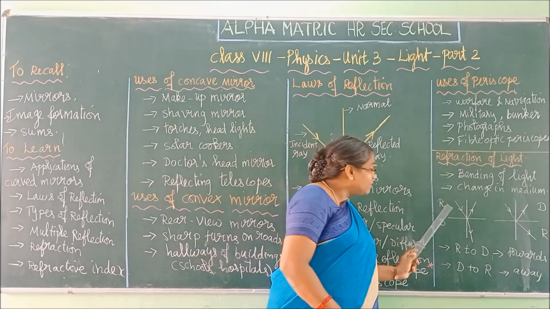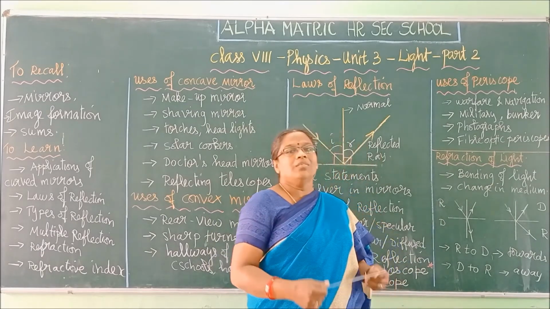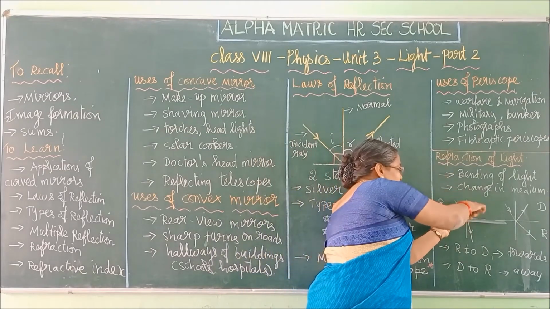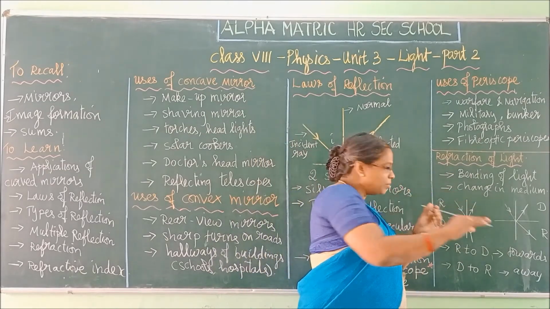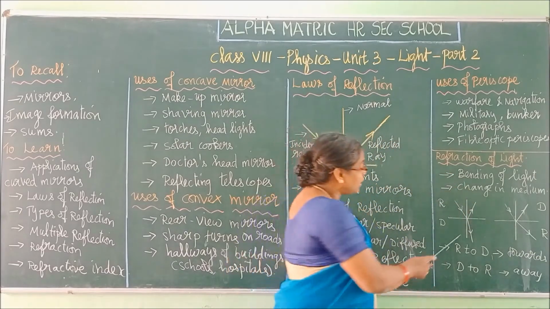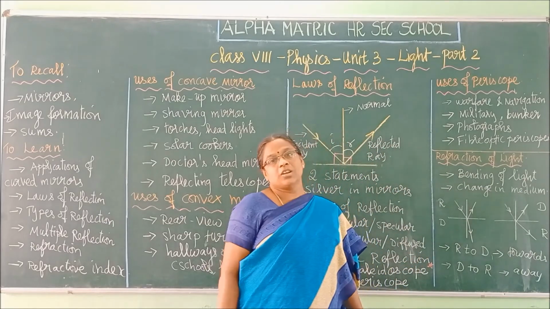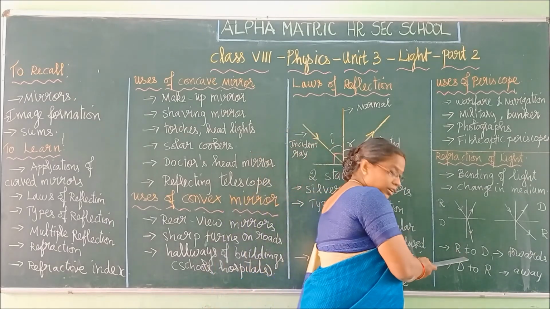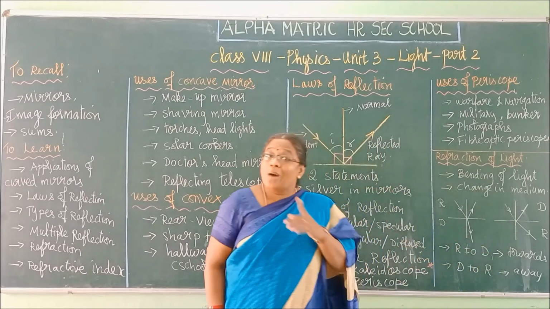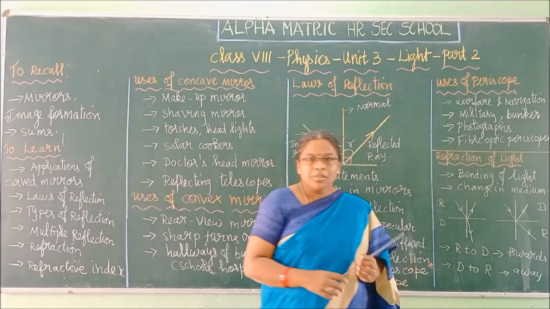When the light travels from rarer medium to denser medium, for example, when the light travels from air medium to glass medium. So this is your glass medium. When light travels like this, what will happen? The light will travel towards the normal. It will bend towards the normal. That is what I have written here. Rarer to denser, it will bend towards the normal. Why? Because it is traveling from rarer to denser.